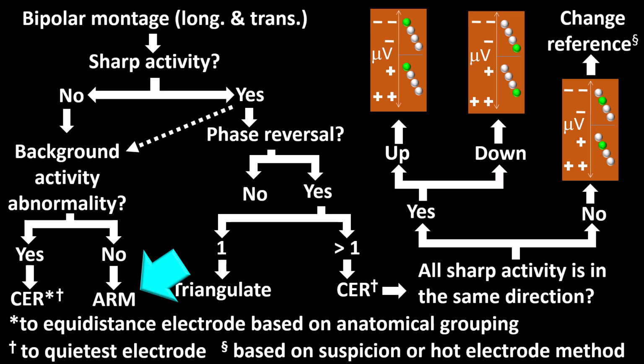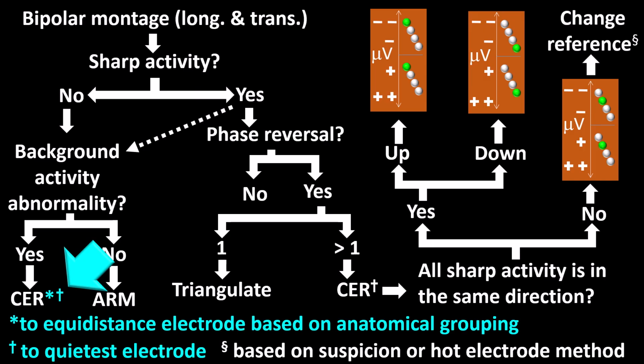I then start the process of asserting or opposing my tentative conclusion with each subsequent epoch. If, on the other hand, the answer to my initial question regarding sharp activity is no, as it was the first time, but the answer to the question regarding the presence of background abnormalities is yes, then I go to common electrode reference montage.